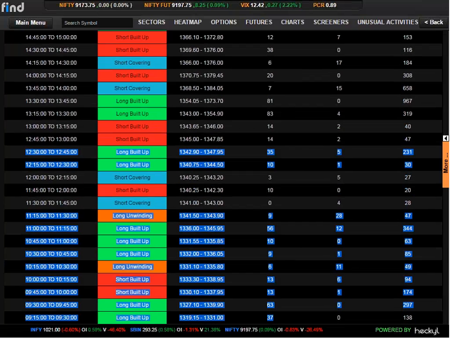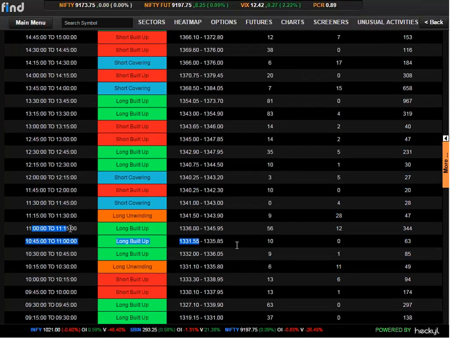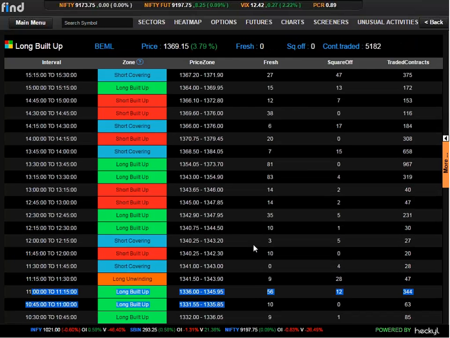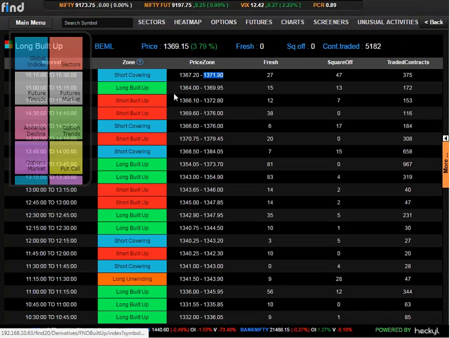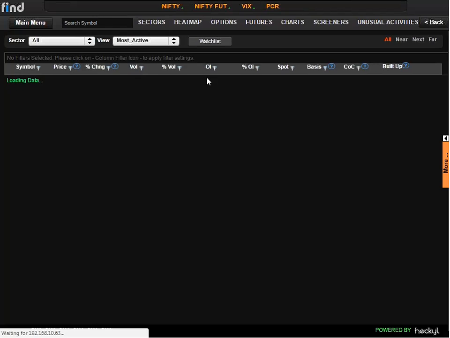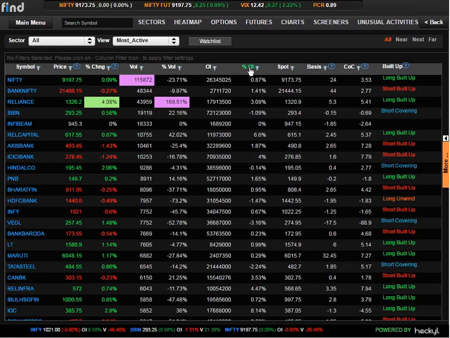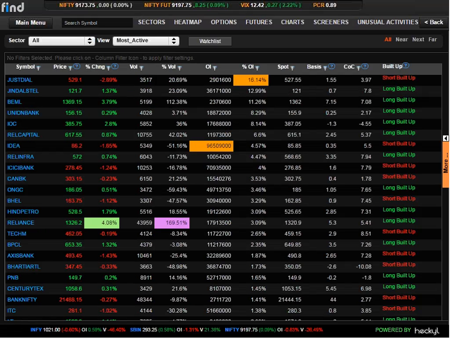If you had taken the stock at around 11:15 at around 1345, the stock rallied till 1371, which was a substantial rise of 40 rupees, and you would have made enough money by watching this kind of indicator. Of course, we first have to look at which stocks are buzzing. This chart will help you. This future trends feature will help you know which stocks are showing a rise in open interest and a lot of buzz, so accordingly you can trade.